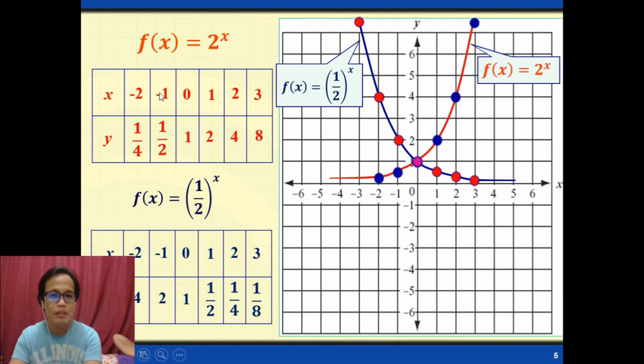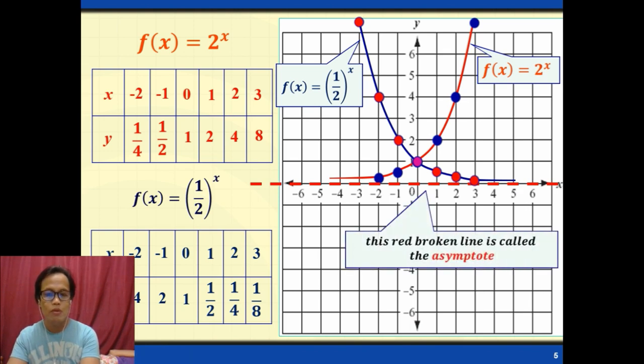Whatever value we will assign to x, it will never cross 0. It will never cross this line. Kining linya ha, dili na mo cross aning linya. Dili na mo cross sa y equals 0. So, this is called the asymptote. Sa rational function, this is called horizontal asymptote. Okay? So, this is our horizontal asymptote para aning duha ka function.